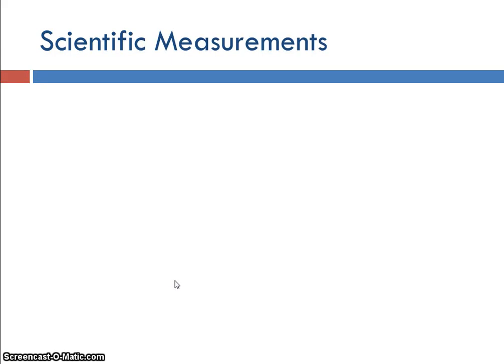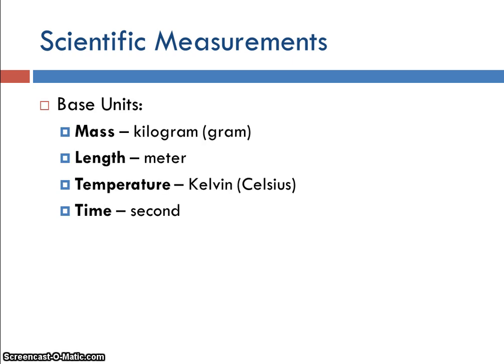For science, when we're going to do measurements, it's important to remember that we're going to use the metric system, which is based on a unit of 10, instead of the English system, which may be a little bit more familiar to you. So anytime we measure mass, the base unit is actually a kilogram, but in our class we're going to use grams most of the time.